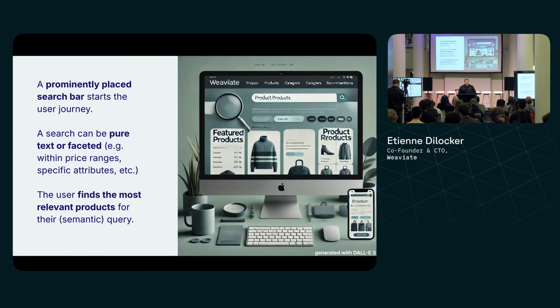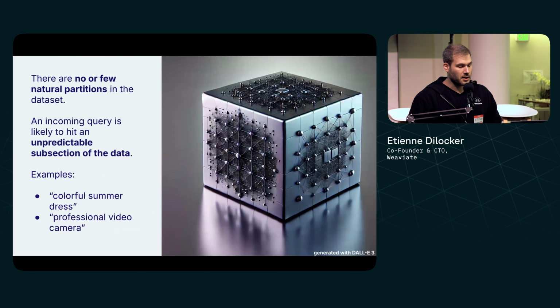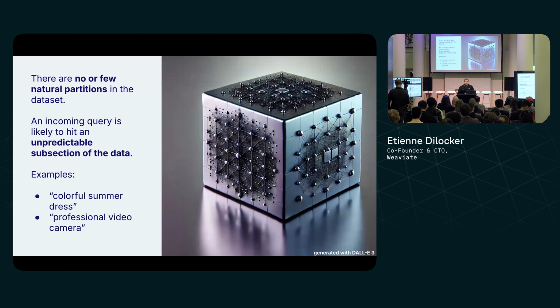So into the cases, the first one is e-commerce search. You can think of this like this beautiful Gen AI front end here, where you just have this search bar in the center. You enter your query, whatever that would be. For example, it could be something like a colorful summer dress or a professional video camera, and all of those search queries would go against one data set. So you would not know anything about what narrows down the query, other than if the user maybe specifies a category or so.